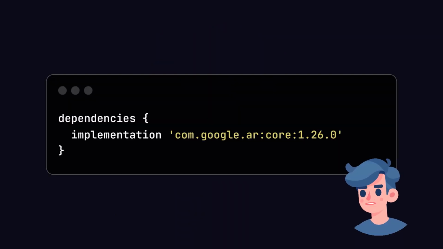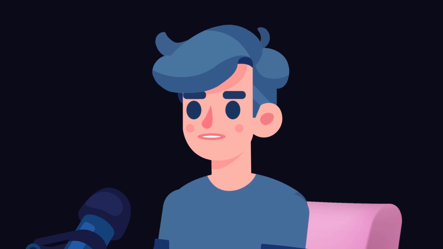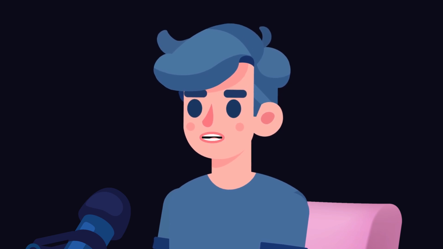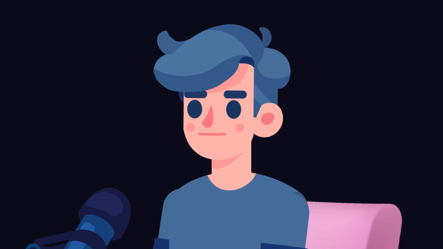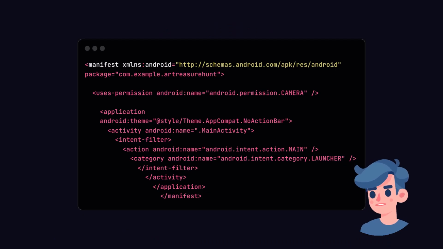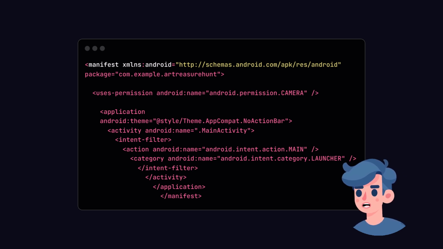Now that we have our project set up, let's integrate ARCore. Open the build.gradle file (Module: app) and add the ARCore dependency. Sync your project with Gradle files by clicking on Sync Now. This will download the necessary ARCore libraries that we need for our project. Next, we need to configure permissions in the Android manifest. Open AndroidManifest.xml and add the necessary permissions for camera access and AR features.